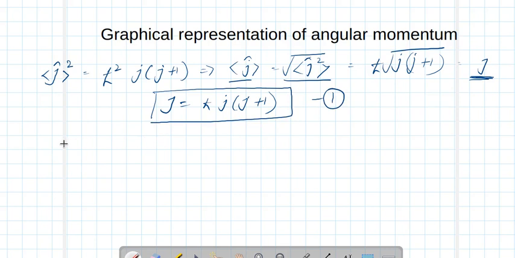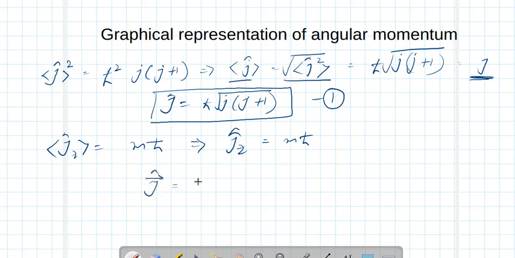Also, the expectation value of jz will be equal to m h cross, or sometimes it is written as j at z is equal to m h cross. Sorry, I am missing the square root above. So these are the two things which we have to keep in mind. Also, another very important thing is that it contains three components, jx, jy and jz.